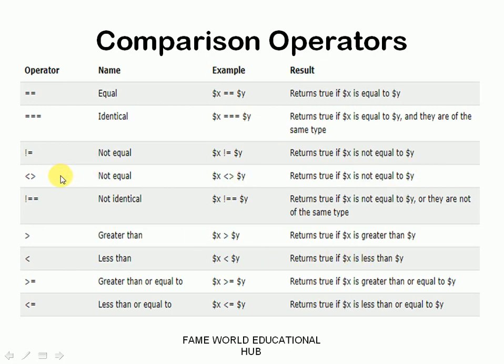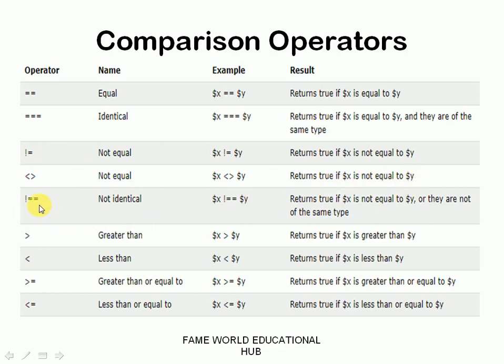Then coming to the next one, this sign is also used for not equal to. Similarly, as the previous symbol was used for not equal to, this particular sign is also used for checking not equal to. Returns true if x is not equal to y.